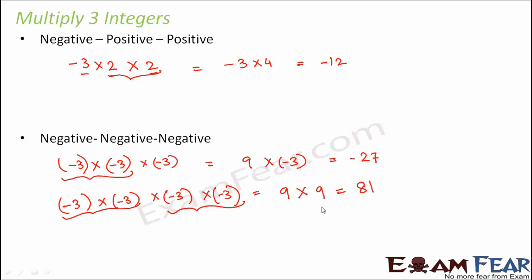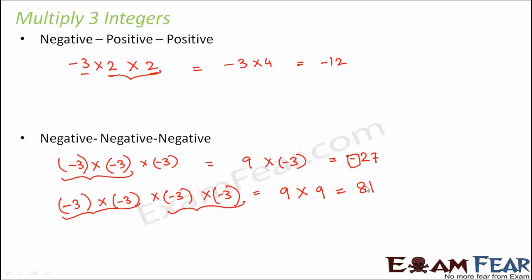Now do you observe something? When there were 3 negative numbers, you got a minus sign in the result. When there are 4 negative numbers, you get a plus sign in the result. I hope that you understand why that is happening, because whenever there are 2 minus signs, the result is a plus sign, right?